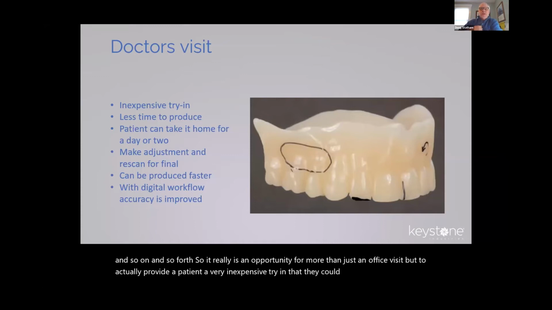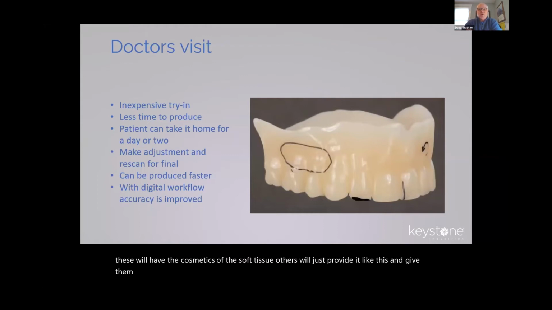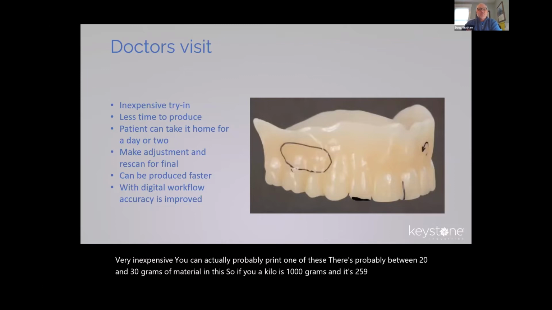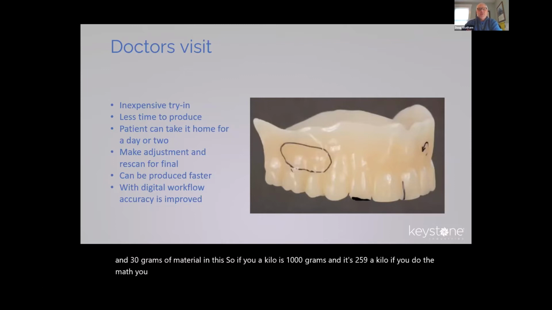Now, some of these will have the cosmetics of the soft tissue. Others will just provide it like this and give them the opportunity just to wear it around and see what they think about it. It's very inexpensive. You can actually probably print one of these. There's probably between 20 and 30 grams of material in this. So if a kilo is 1,000 grams and it's $2.59 a kilo, if you do the math, you probably get 30 or 40 of these at least out of a bottle. So you're not talking about a very expensive proposition.